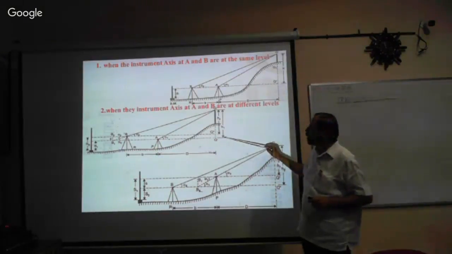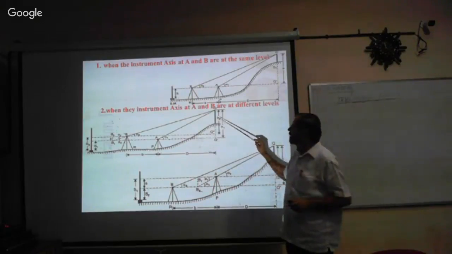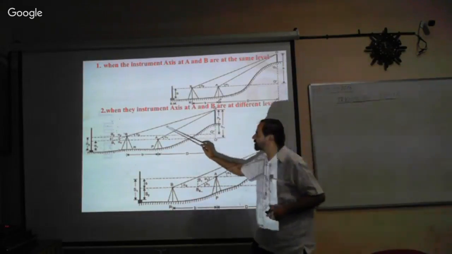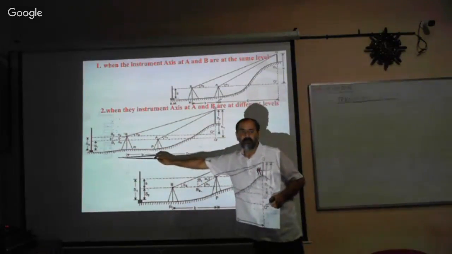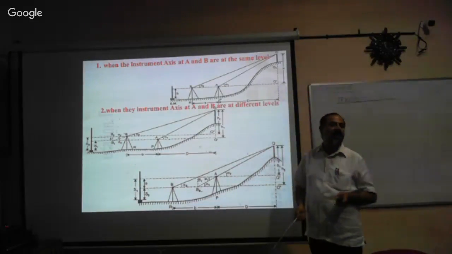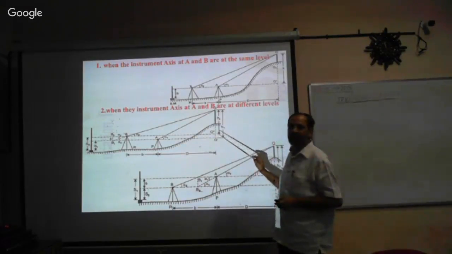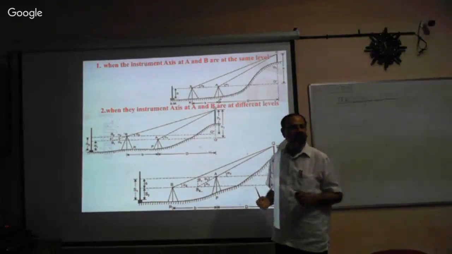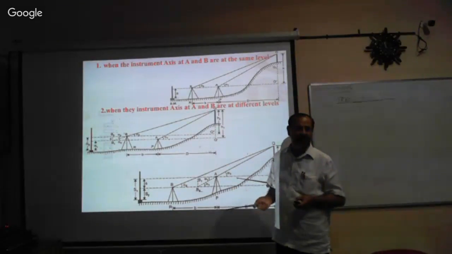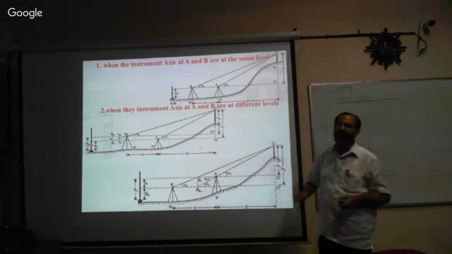H1 is equal to, considering this triangle, H1 is equal to D tan alpha 1. Considering this triangle, now this is D plus B, into D plus B plus cot alpha 2, isn't it? Now H1 is equal in both the cases, then our problem is solved. We can find out the D, and once you get the D, then we can calculate the H1 or H2, whatever you want.